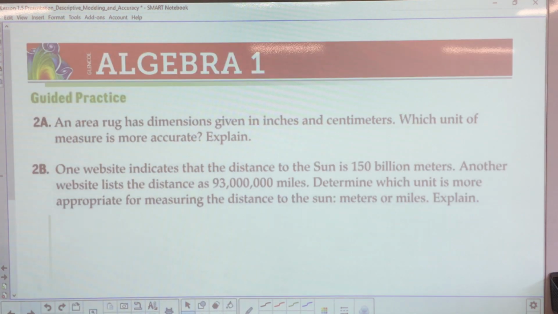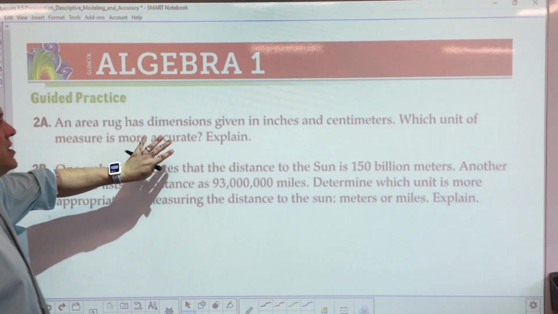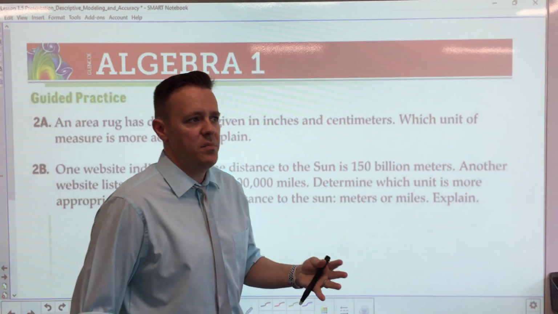All right, so guided practice. An area rug has these dimensions. Work on that and answer those questions. All right, an area rug has dimensions given in inches or centimeters. Which of these measurements would be the most accurate? Which of them would be the most accurate?